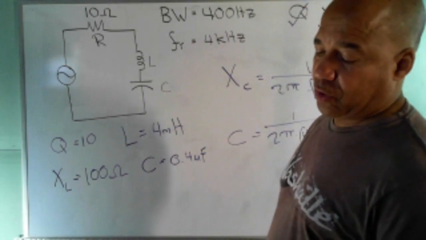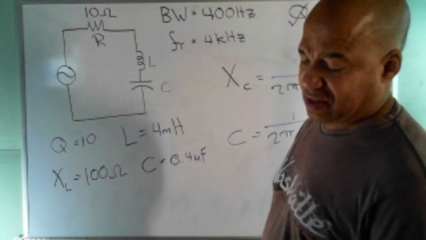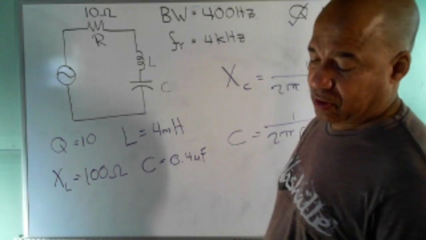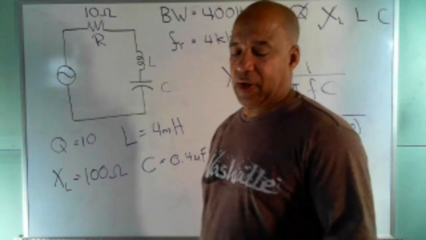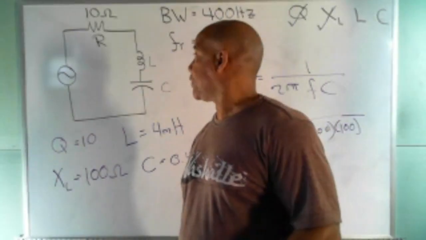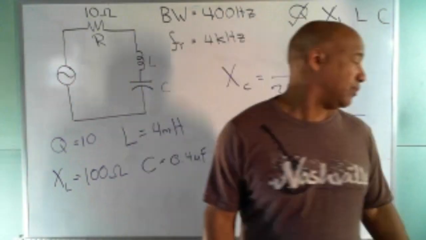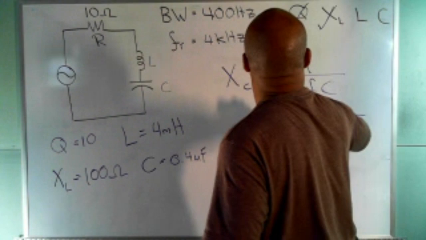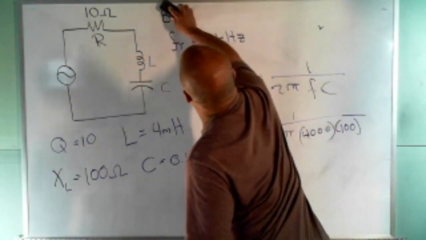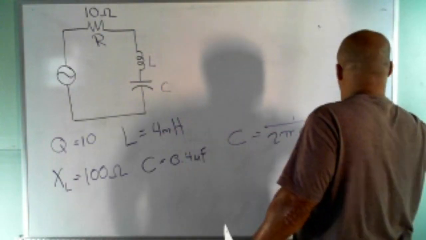I want you to draw the resonant curve and show all the important points. I guess there's a typo there. So let's draw the circuit for this problem. And we can just use this circuit right here. So I think everybody understood this one. There's nothing special about the problem we just did.